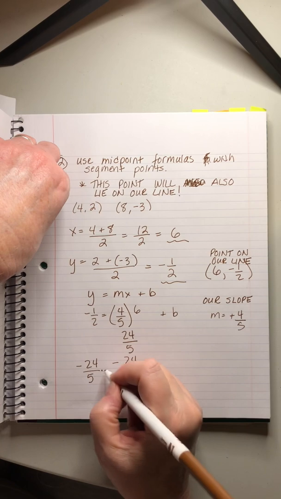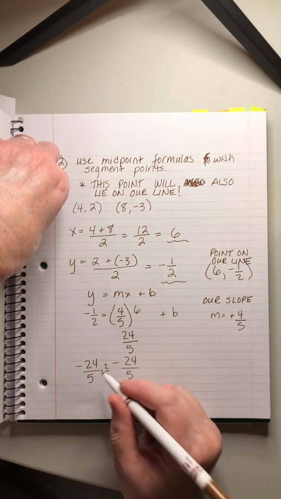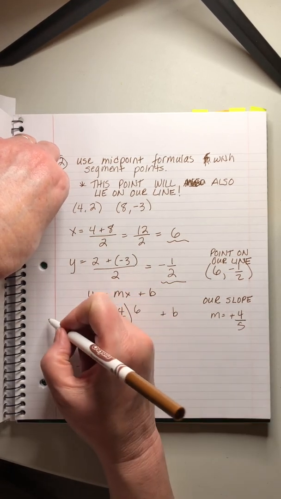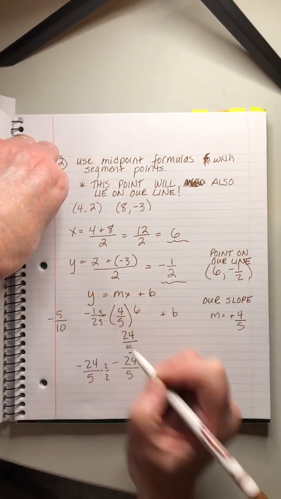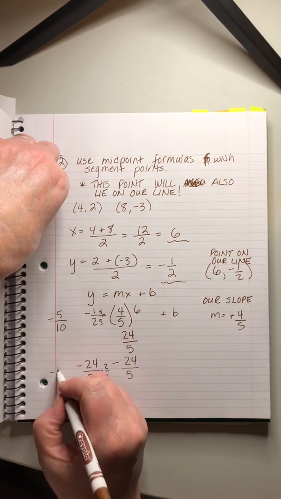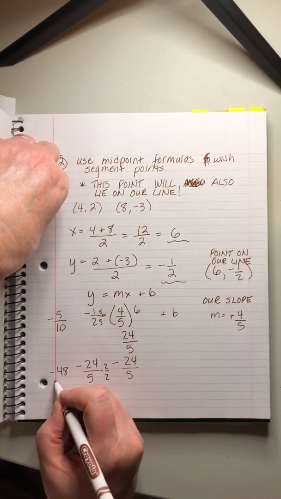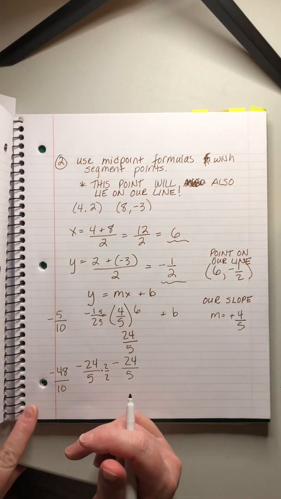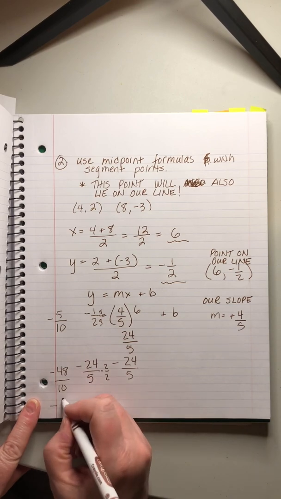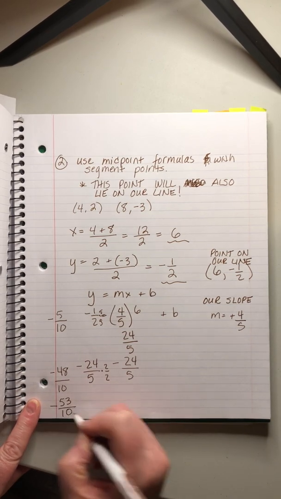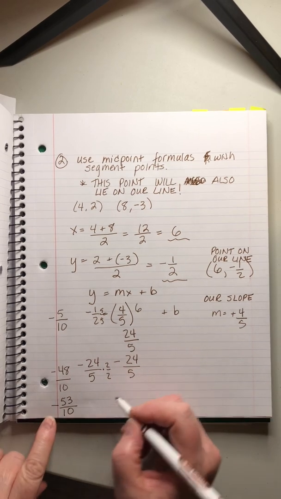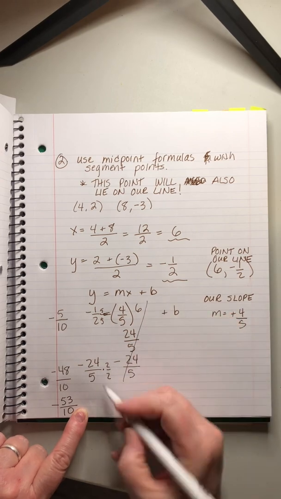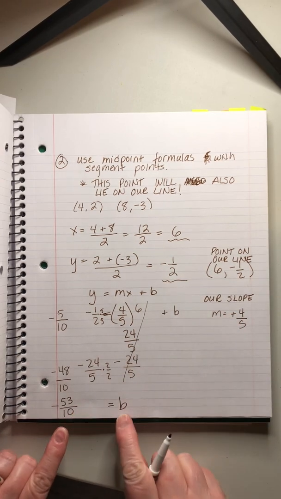This one will have to multiply by 2/2 to get our LCM of 10, right? And this one will multiply by 5/5 to get those denominators matching. So it'll be minus 5/10, and then we're subtracting from it minus 48/10. And that becomes minus 53/10. 53 is prime. And there's my equal sign. So this all cancels, so it's equal to b, right?